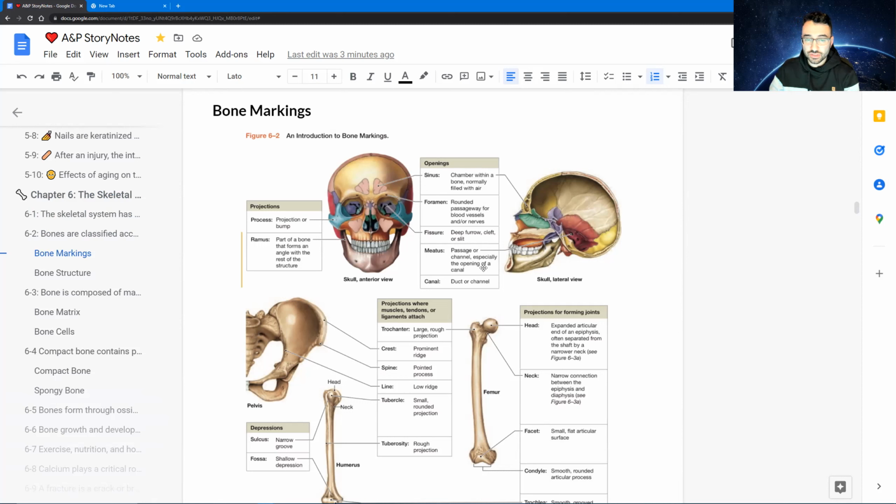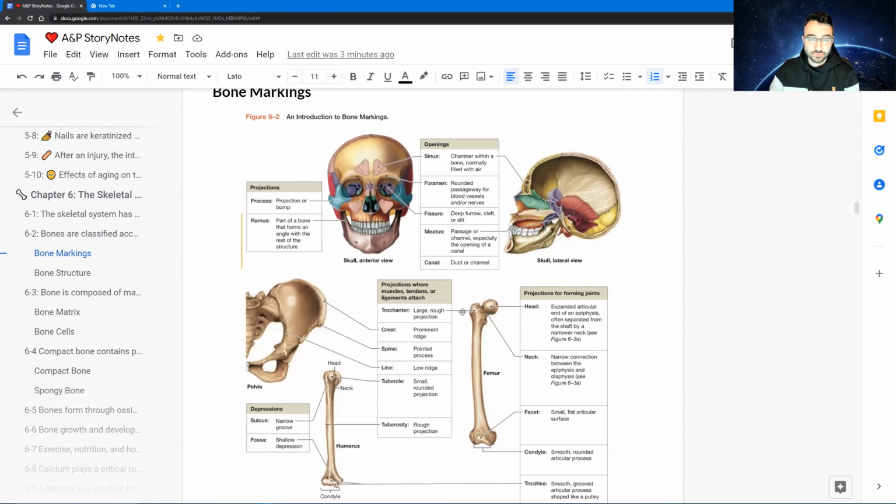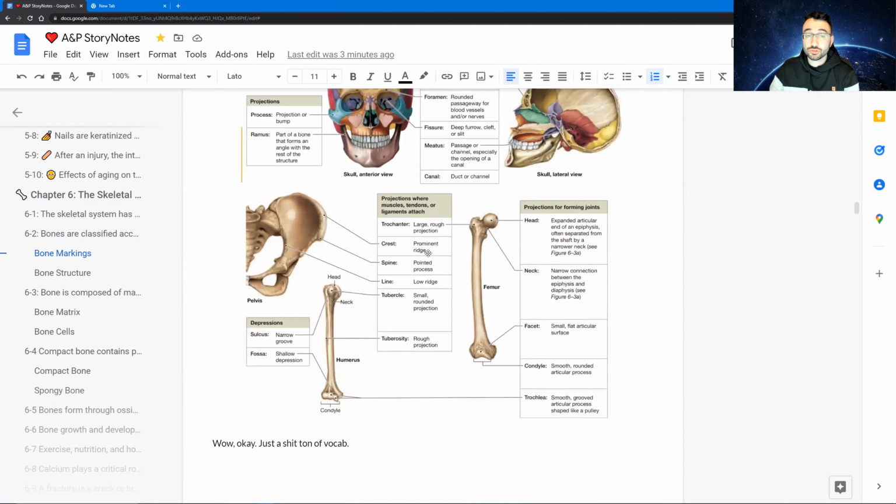A meatus is a passage or channel, especially the opening of a canal. So it's similar to a foramen. A canal is a duct or channel. We have a process, which you'll hear a lot, which is just a bump or a projection. We have things called trochanters, which are large, rough projections. You can see one here on the femur.